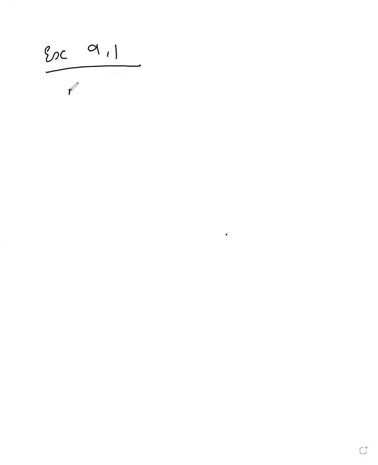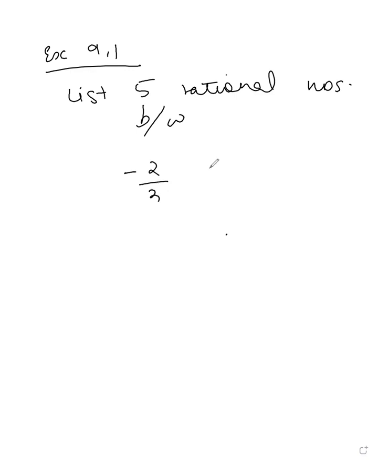Hiba, can you list 5 rational numbers between minus 2 by 3 and minus 6 by 7? How are you going to do this? First, we're going to find the LCM of 3 and 7, which is going to be 21. Very good.